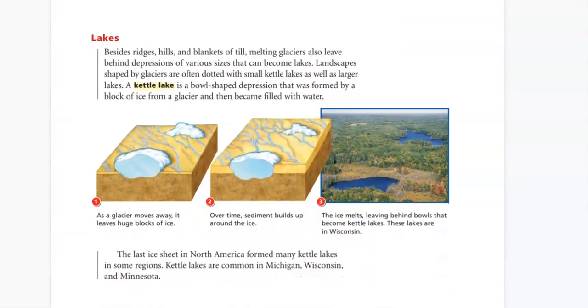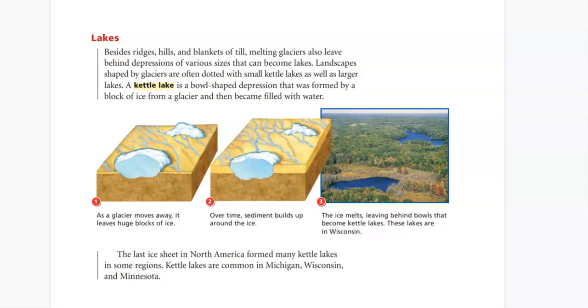Lakes. Besides ridges, hills, and blankets of till, melting glaciers also leave behind depressions of various sizes that can become lakes. Landscapes shaped by glaciers are often dotted with small kettle lakes as well as larger lakes. A kettle lake is a bowl-shaped depression that was formed by a block of ice from a glacier, then became filled with water. Check out this diagram.